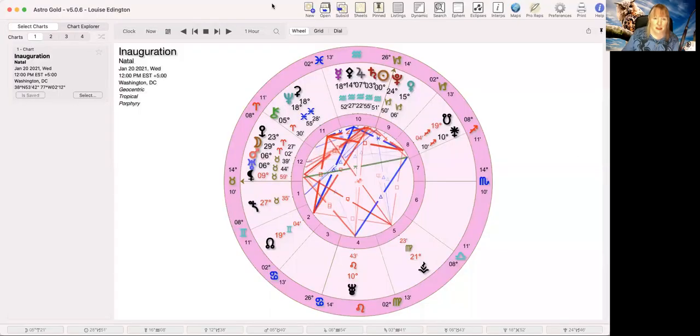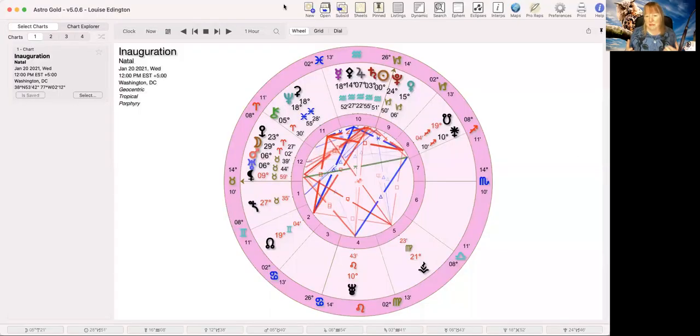And here we are on January the 19th, just 2 days and about an hour and a half away from the inauguration of a new president. So I thought I'd do you a video today looking at the inauguration chart with a quick look at how it aspects the USA chart and the charts of the new president and the new vice president. So here we are with the inauguration chart.